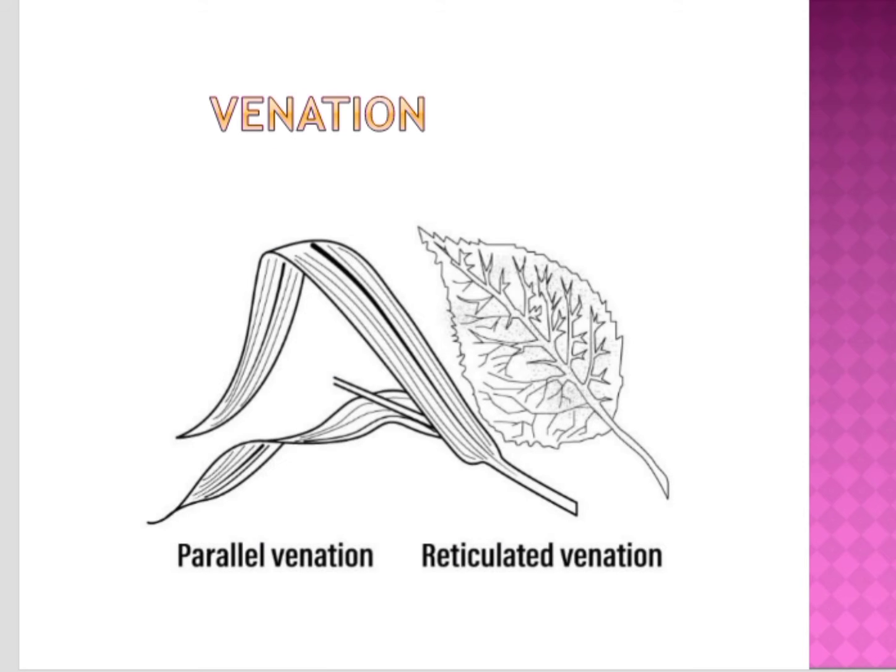Next, venation. Venation is the arrangement of veins and veinlets in the lamina of the leaf. Here you can see two types, reticulate and parallel venation. When the veins run parallel to each other within the lamina, we call it parallel, seen generally in monocots. Whereas in dicots we see reticulate, where the veinlets form a network.